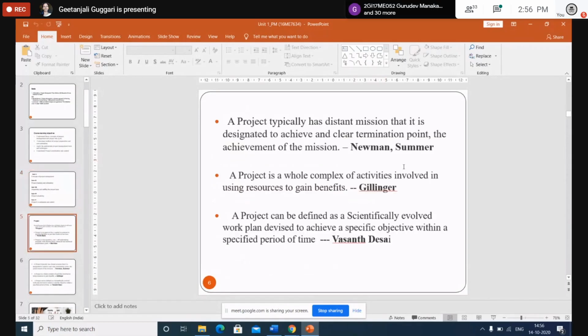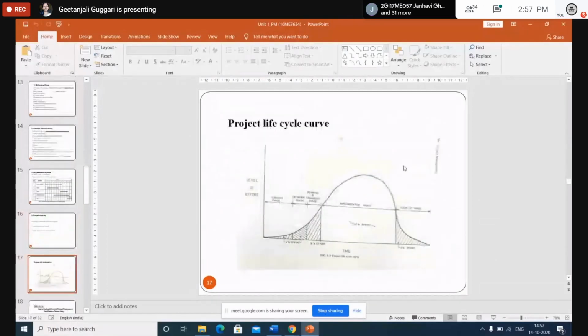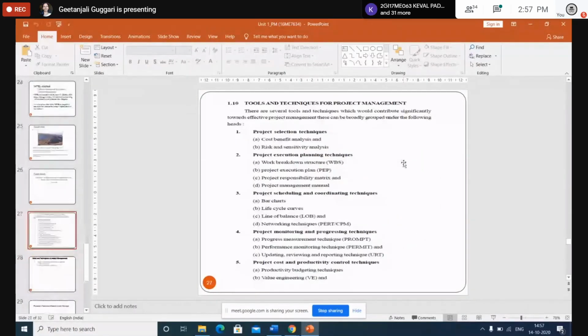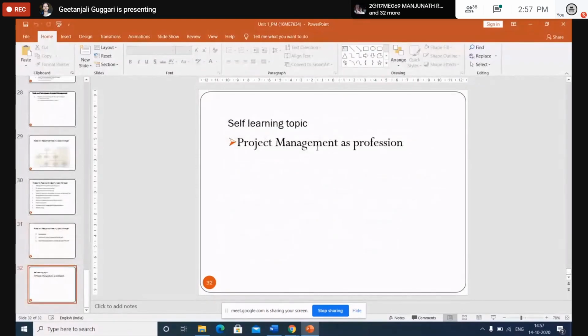Then we have studied about the roles and responsibilities of a project manager, tools and techniques, and project manager as a profession. You can take this as a profession in your career. This is there for self-learning. It is available already in your textbook. You can refer to that and you will be able to answer this question.